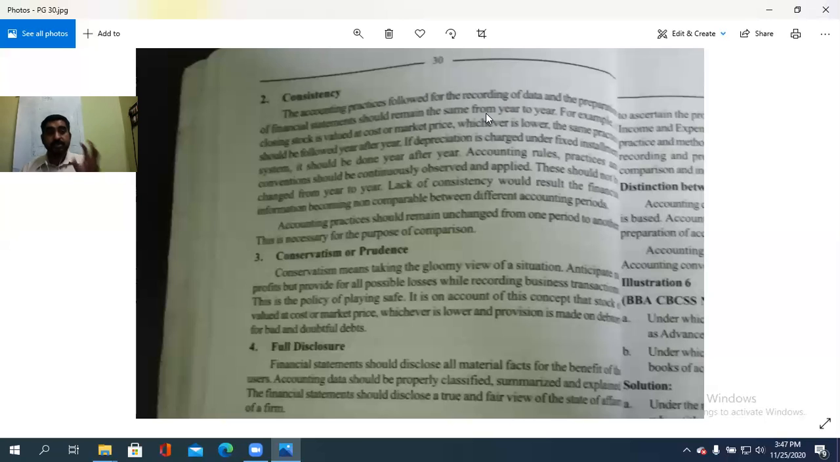Taking the gloomy view of a situation. If we are incurring losses, we need to face that.